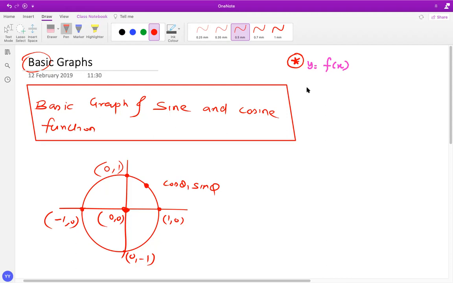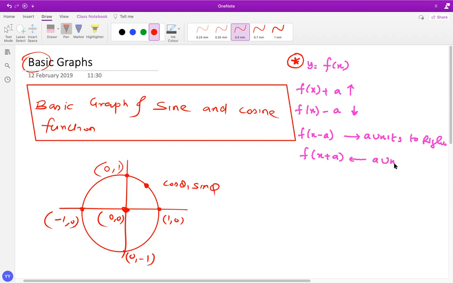Now, when you say these transformations, suppose the first transformation is f of x plus a. It means the graph moves a units up, provided the value is positive. If it is f of x minus a, it moves the graph a units down. If it is f of (x minus a), it moves a units to the right, provided a is positive. And if it is f of (x plus a), it moves a units to the left.